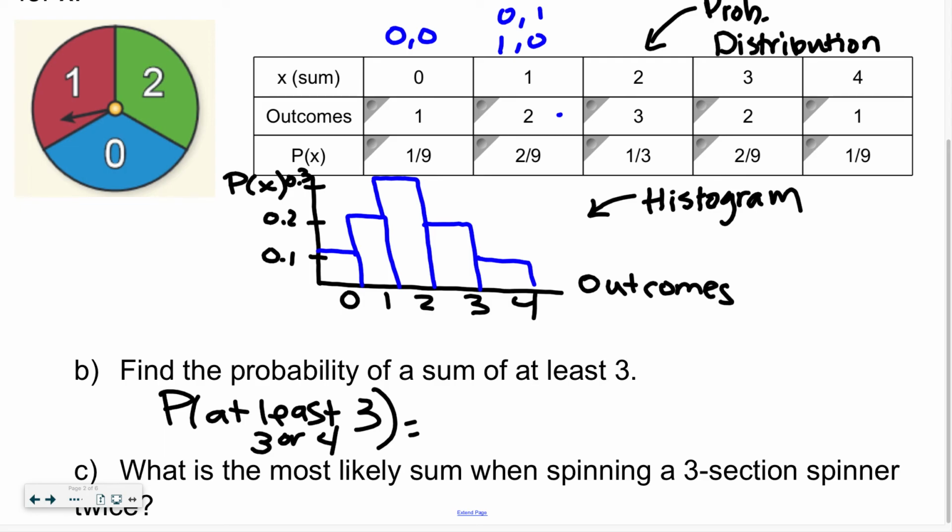And you can do it one way or another. You can go to your probability distribution and pick out 2/9 and 1/9 from the table. Or you can look on your histogram and you can look right there. This one here is 2/9 and this one here is 1/9. So I'm going to add up those two bars. So that's going to be 3/9 or 1/3.